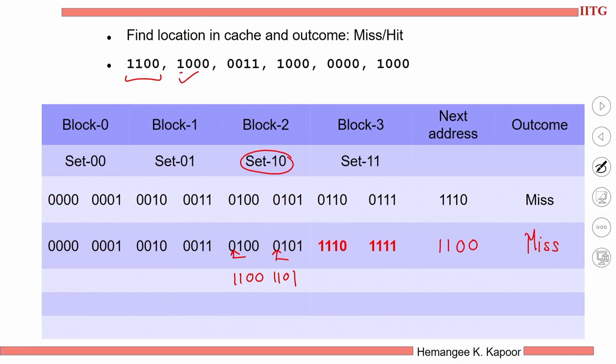So this will also result into a cache miss. Later on when you come for this one, 0011, it will result into a hit. So for this you will get a hit. So this was a cache miss, this was a cache miss, this was a cache hit, and so on. Okay, so you try it for yourself to get a feel of how to fill the cache using the index and the tag and decide the hit or miss.